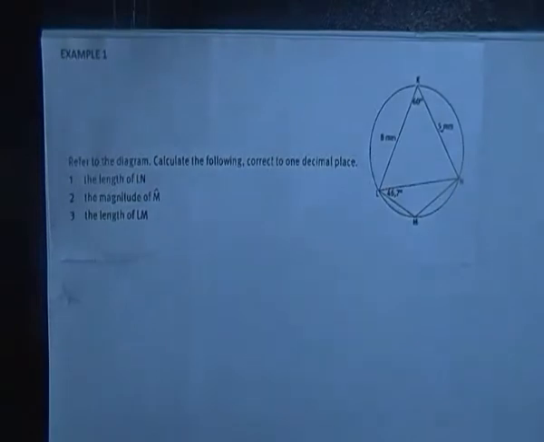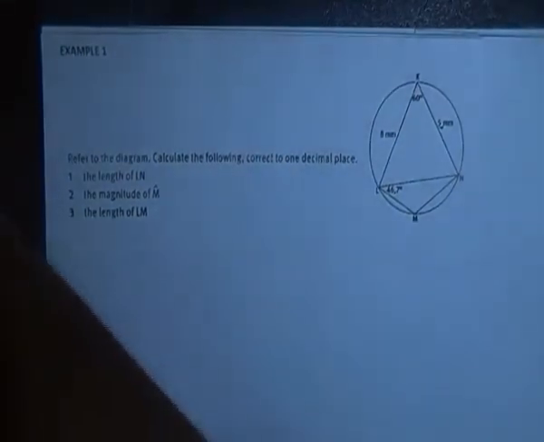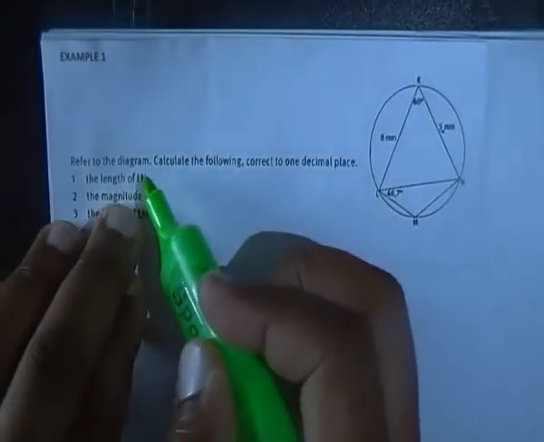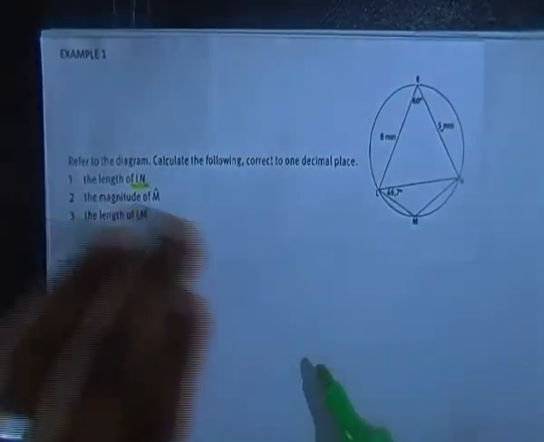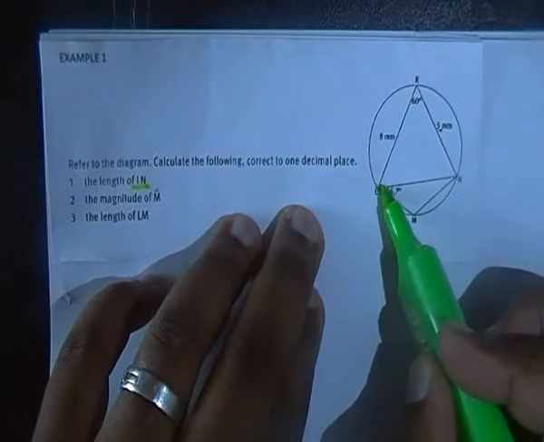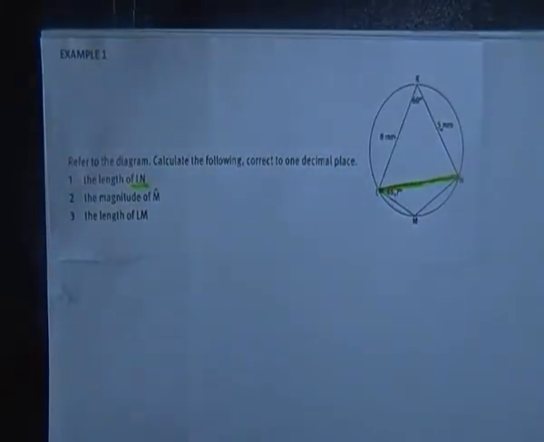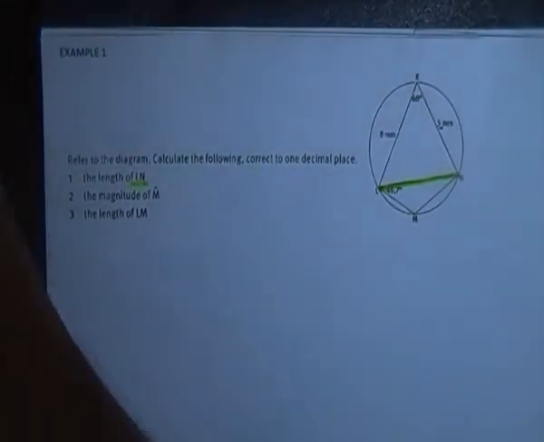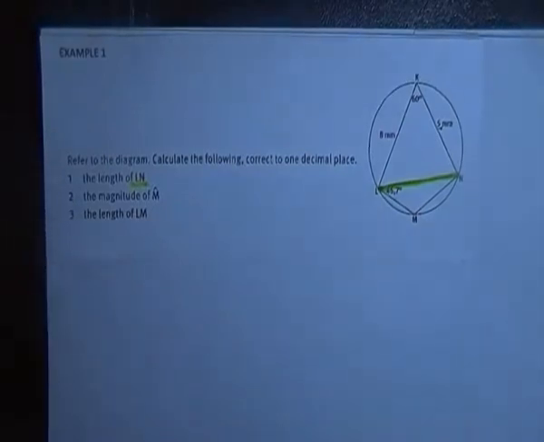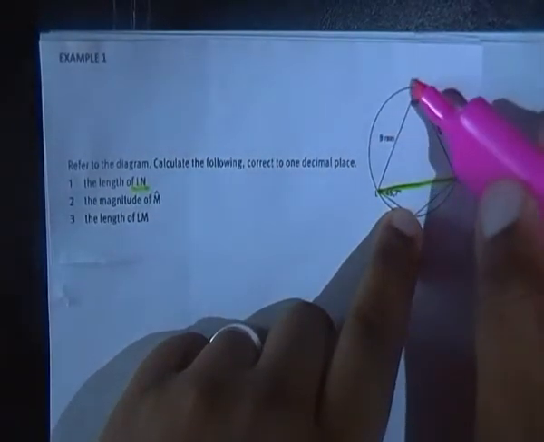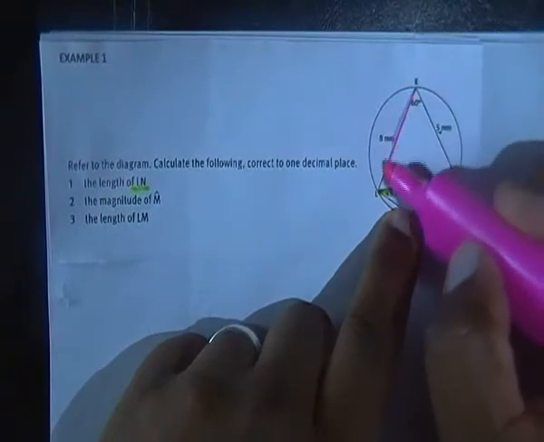The length of LN. Okay, which one is LN there? LN is this length here. Now, what you must ask yourself is, in this triangle, what is it that you know? So we have a triangle here, because we are going to get that answer from this triangle here. This one.